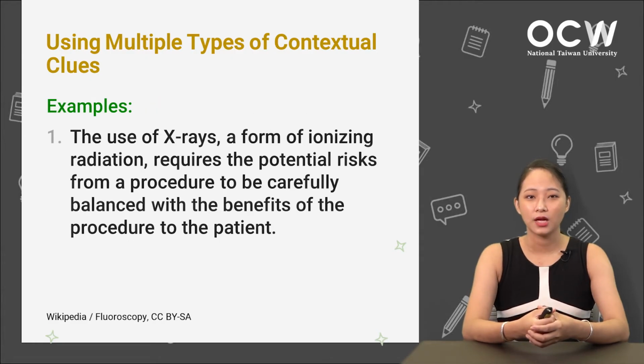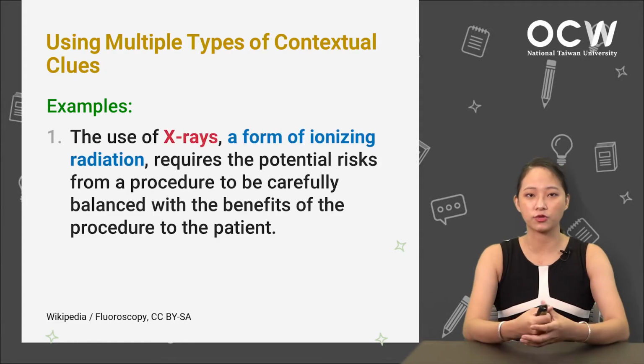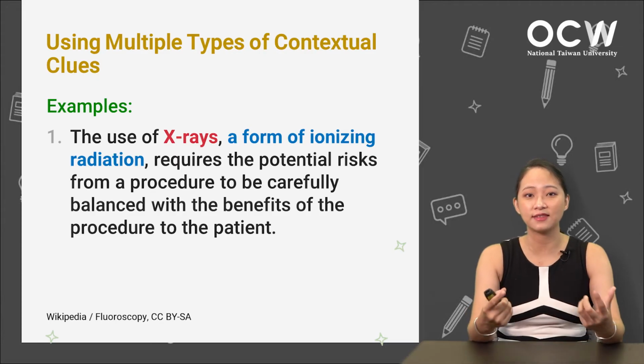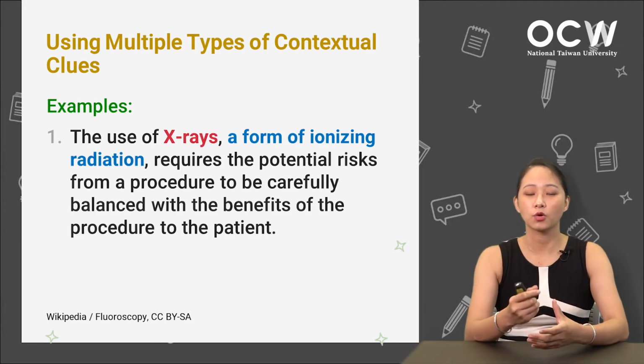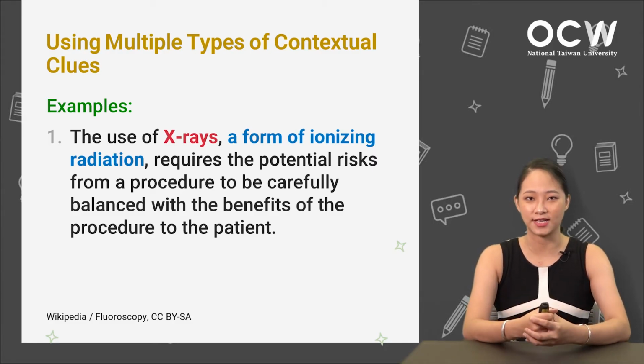Number 1: The use of X-ray, a form of ionizing radiation, requires a potential risk from a procedure to be carefully balanced with the benefits of the procedure to the patient. Now, the author wants to explain what the word X-ray is, so a noun clause is used to explain it. This noun clause is separated from the rest of the sentence using two commas, so we know that the target word X-ray is being explained by this particular noun clause.